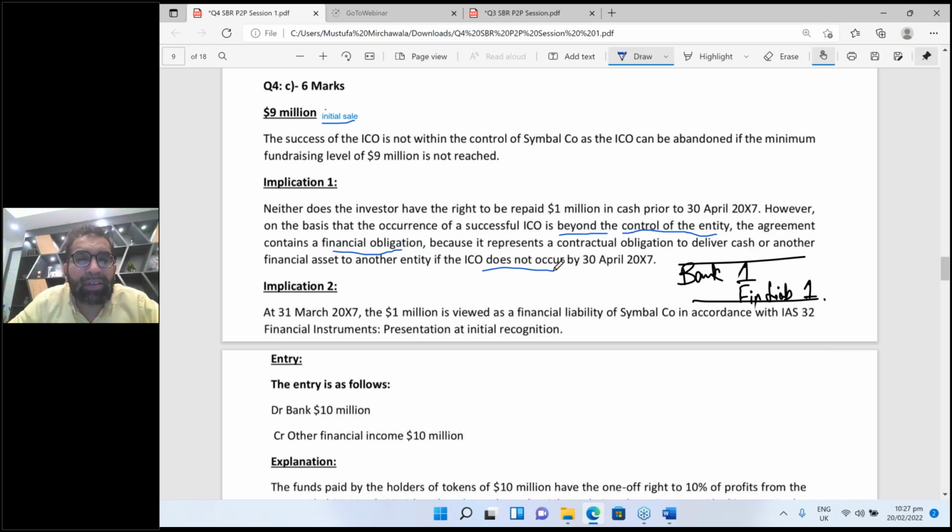Okay, so this transaction at 31st March X7, at the year end, this is a liability. Okay, see the final implication. At 31st March X7, the $1 million is viewed as a financial liability in accordance with the financial instruments standard: debit bank, credit financial liability.